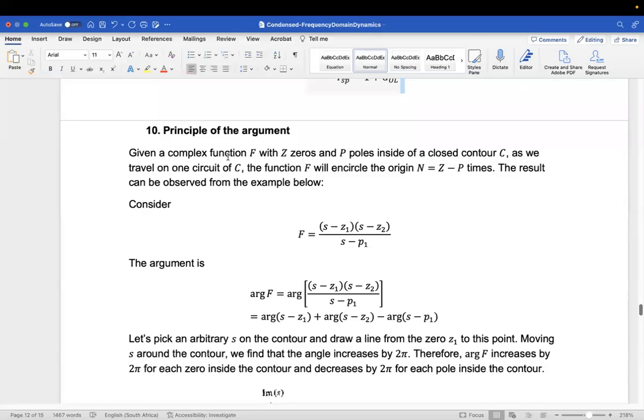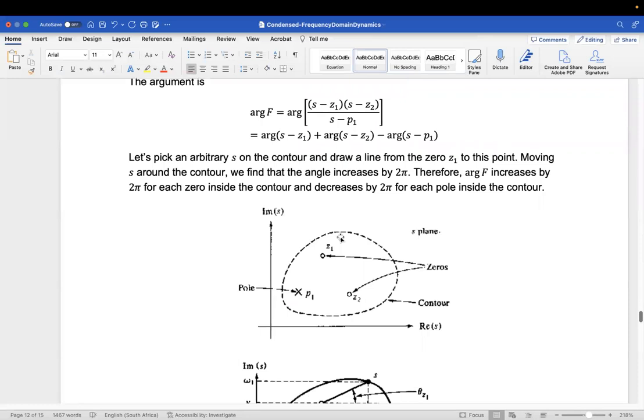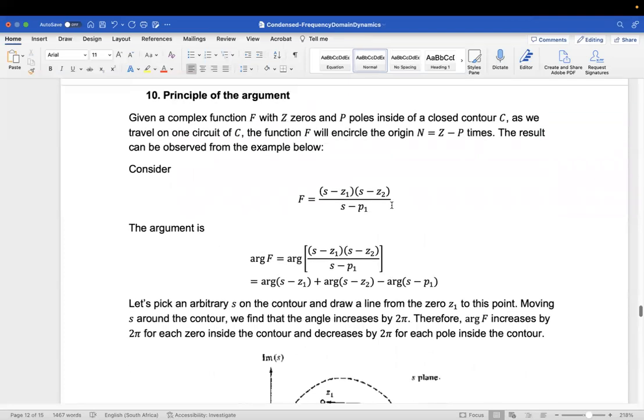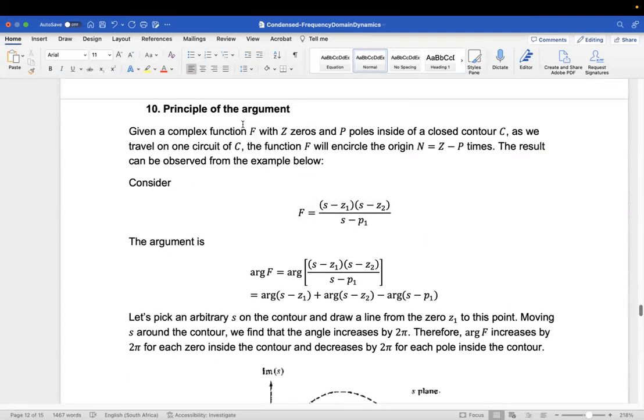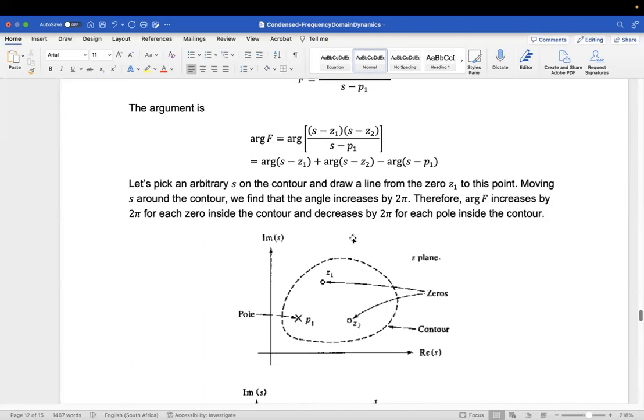Let's talk now about the so-called principle of the argument theorem. According to this, if we have some complex function f, and if we are interested in some contour C, so for instance, if we imagine our S-plane, which of course has an imaginary axis and a real axis here, and then there's some contour C, then the principle of the argument says that if we consider a certain function f, which has z zeros and p poles inside of that contour.